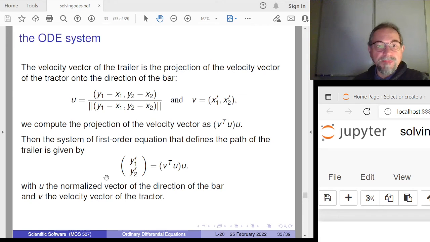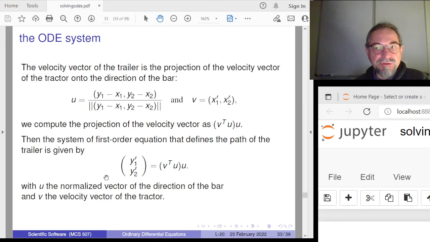All right. So what we will do with the velocity vector, now it gets a little bit more complicated to set up. That's the reason why this is the third model. There is something interesting going on here. We normalize the velocity vector, and we compute the projection of the velocity vector. And that gives us the system of first order differential equations.